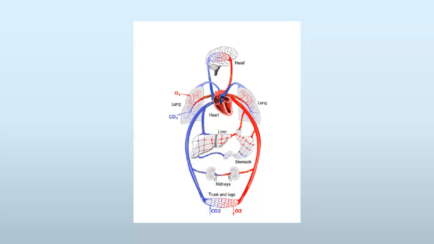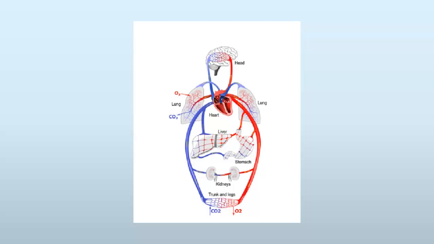Deoxygenated blood then moves from the capillary beds to the venules into the systemic veins. The systemic veins feed into the inferior and superior vena cava, which are the largest veins in the body. And that deoxygenated blood will flow into the right atrium, and the circuit will repeat itself.